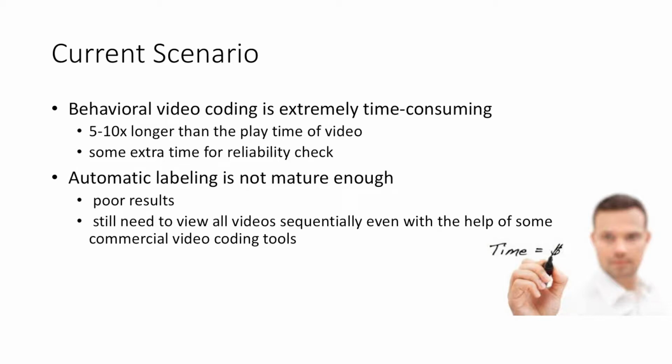The biggest problem with behavioral video coding is that it is extremely time consuming. It sometimes can take 5 to 10 times longer than the playtime of the video, plus some extra time for developing a reliable coding scheme and for checking its reliability, etc. On the other hand, computational approaches are not mature enough. They sometimes yield very poor results when trying to automatically label segments of behaviors. Even with the help of some commercial video coding tools, researchers still need to view all videos sequentially, which can take a considerable amount of time.